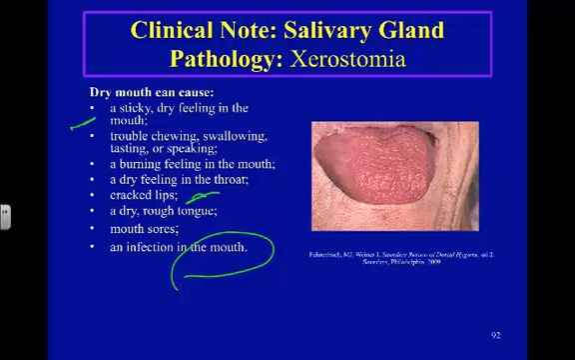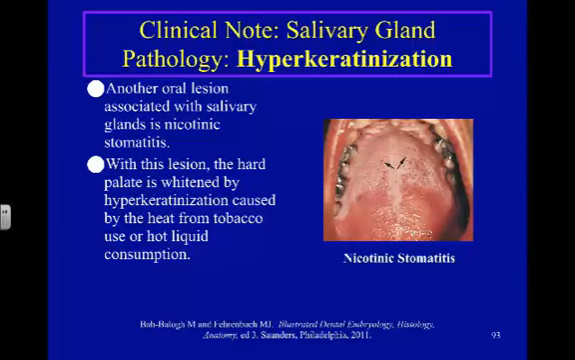So again, here you can see a tongue, and it looks almost like a geographic tongue. All right. Then you have hyperkeratinization. Do you know what that is? You ever heard that? So what is it? When does that occur?